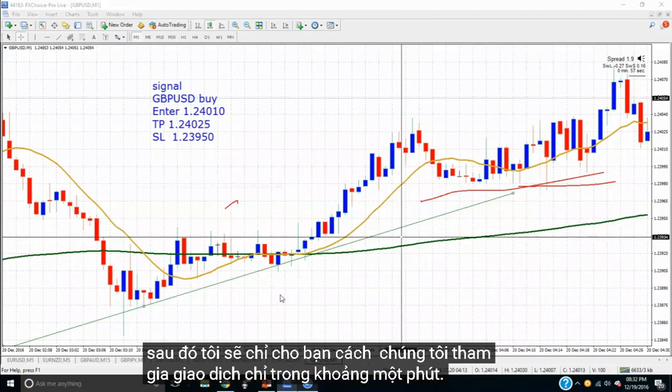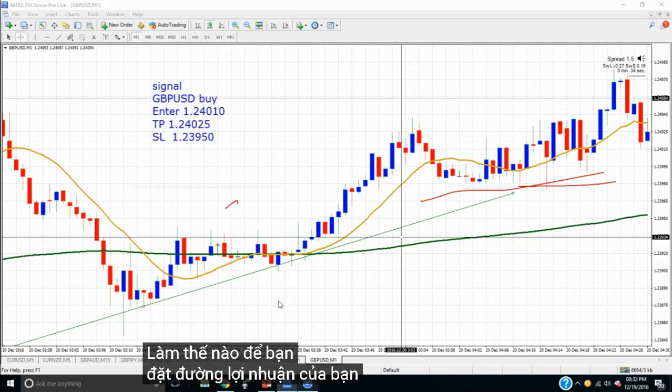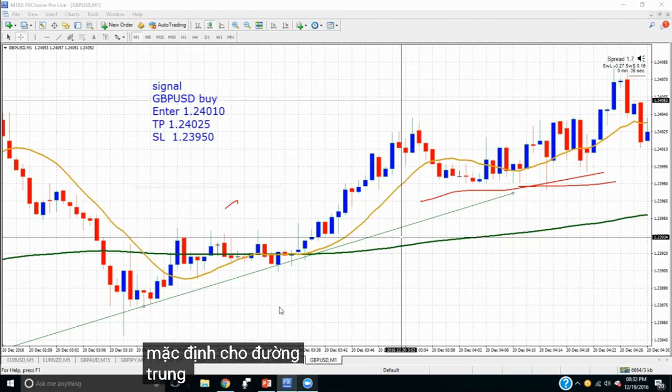How do you set a profit line? We're going to do that in just a minute. We're going to set the moving averages. Yeah, I trade the 5 minute. Please, can we try this again? How do you set your profit line? My moving average default. Okay, I'm going to set our moving average up in just a second.